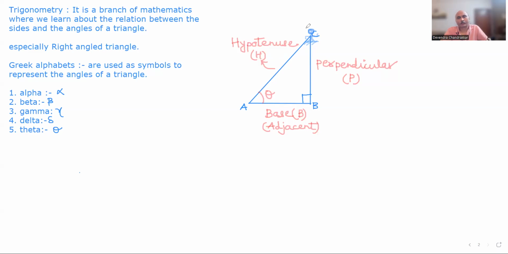Which side is perpendicular with respect to this man? Which side is hypotenuse remains the same because it is the longest side, right? Very good, Aditya. Good. So almost all of you have answered, some of you are still left.